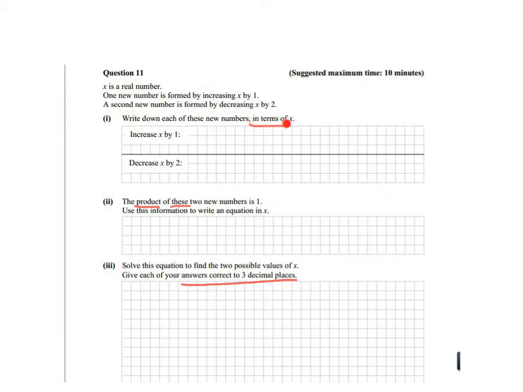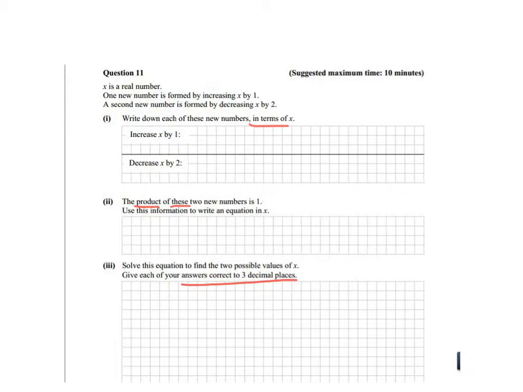So the "in terms of x" part there I underline because some people get confused by that. All that means is an expression with x in it. So for example here, it says increase x by 1. Well, that's just x plus 1. So it's an expression, x plus 1, with x in it. And likewise here, decrease x by 2 would be x minus 2.